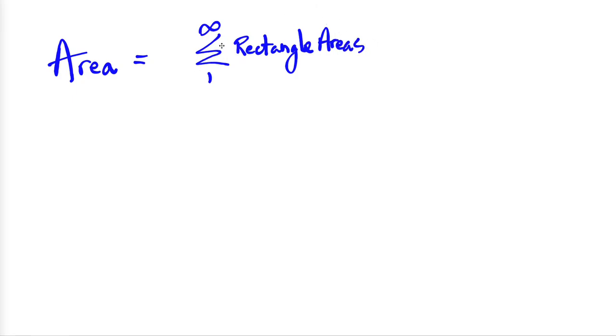Do you guys remember what the sum notation stands for? Sigma? It means you add up the things. So if I have this sigma notation here, this would mean I'm going to add up an infinite number of rectangle areas. And then that should find me the exact area. And then we're going to start using different notation.